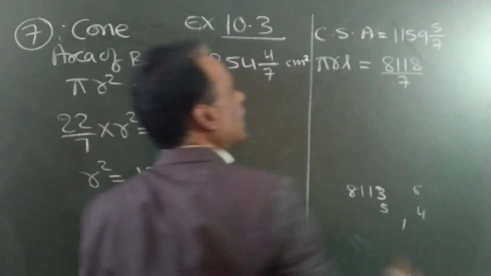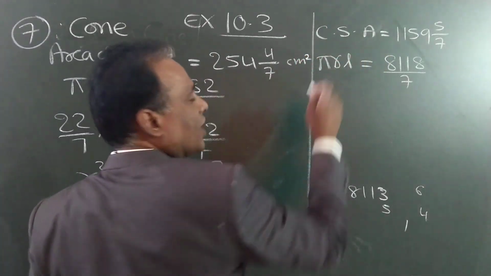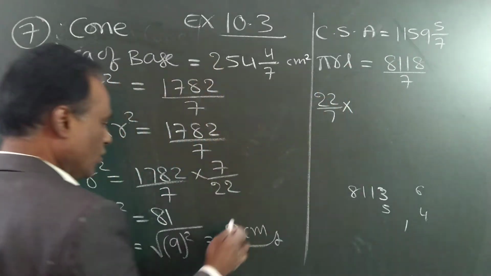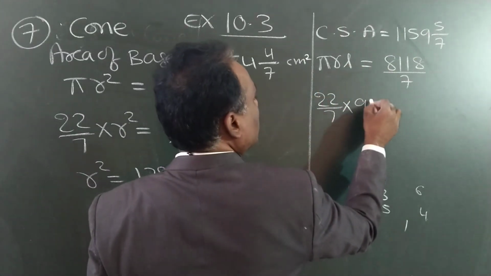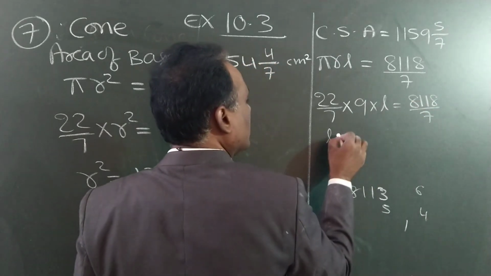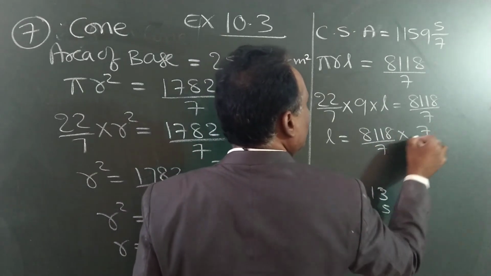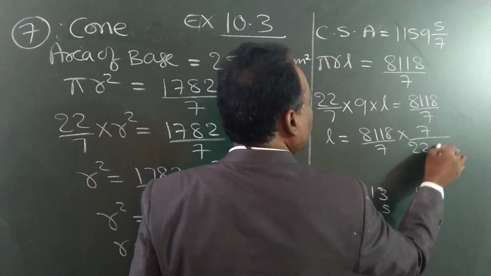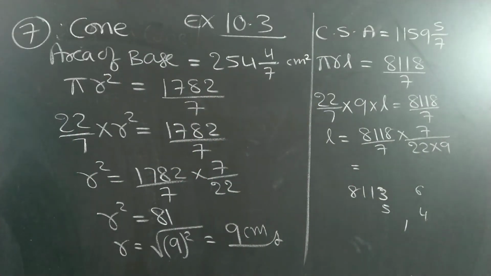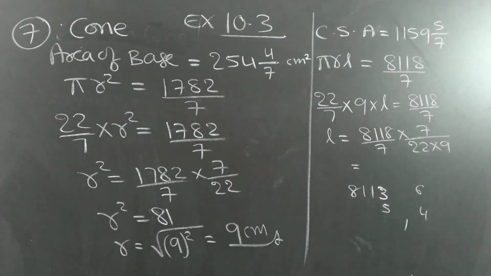I changed the mixed fraction into improper fraction. So curved surface area of the cone formula pi RL. Pi is 22 by 7 into R, just now we got 9, into L. So L is equal to 8118 by 7 into 7 will go up, 22 and 9 will go down. So we will get L value. Do it, students. Find L value.